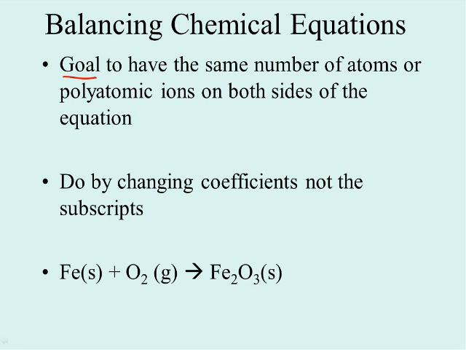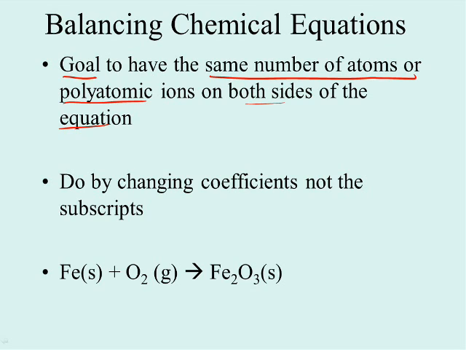Balancing chemical equations, the goal is to have the same number of atoms or polyatomic ions on both sides of the equation. So whatever you start out with, you must end up with. There's a conservation of mass. You start with a certain amount of mass, you have to end with that same exact amount of mass. Now there is Einstein's E equals mc squared, where mass can be changed, but here for us, we are just looking at it this way: if you start with the same mass, you have to end with the same mass.